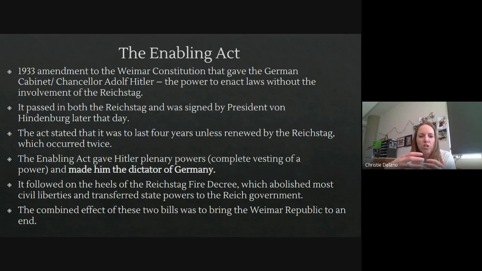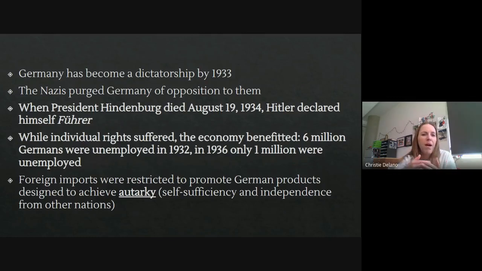Okay, so ultimately speaking, these 2 bills, the Reichstag fire decree and the Enabling Act, completely crushed the Weimar Republic. It is no more, and now you see the Third Reich come into power. Ultimately speaking, by 1933, Germany is a dictatorship. Okay?